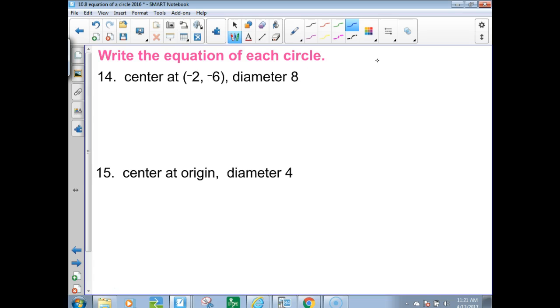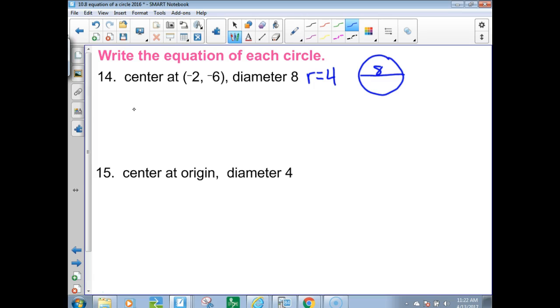Okay, sorry, I was jumping the gun. We haven't gotten to those questions yet. The diameter is 8, so we need to think first, what is the radius? If the diameter is 8, the radius is 4. Then we can do the equation of the circle. All right, can I have someone fill this one in for me? Give it a shot. It's not a big deal if you make a mistake. I'm just trying to find out.